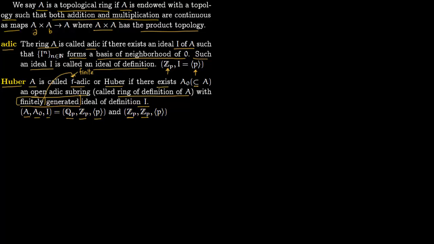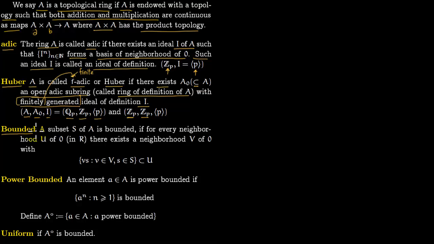So two examples. Now we talk about a bounded set. A subset S of ring A is bounded if essentially you can fit this subset into a neighborhood of 0. So a set S of some ring A is bounded if you can force it into a neighborhood of 0. That means that for every neighborhood U of 0, there exists a neighborhood V of 0 which when multiplied with S will force it into U. So V times S, V is in this neighborhood V, S is in set S, and you multiply them, you are forced into set U.